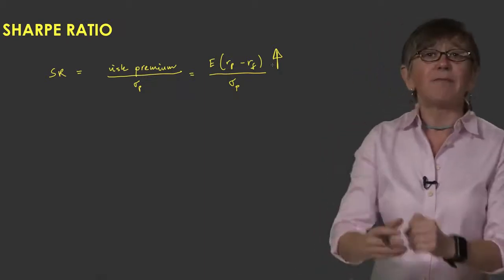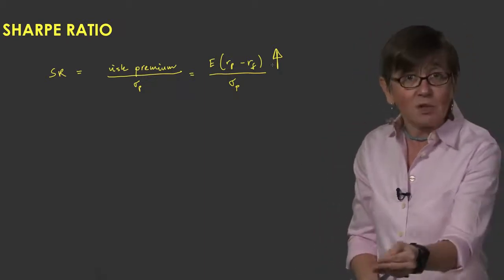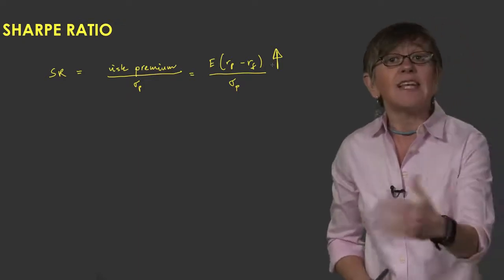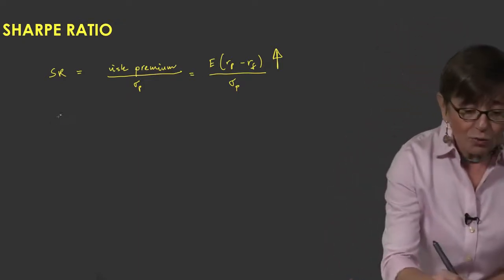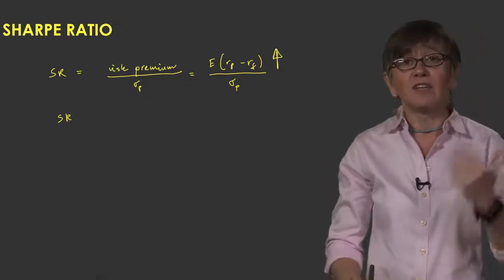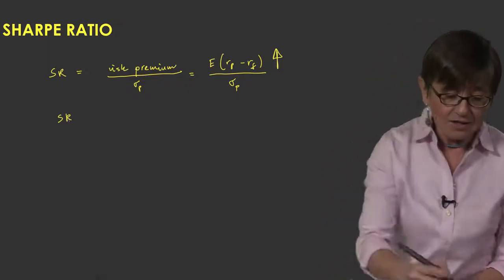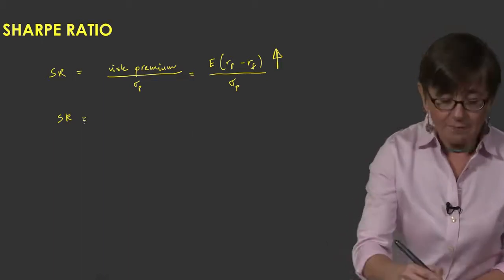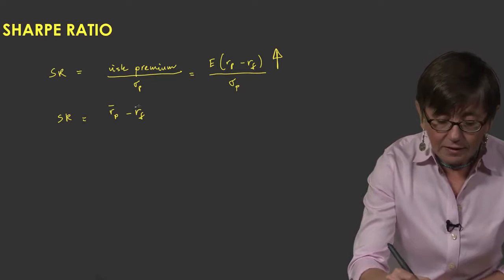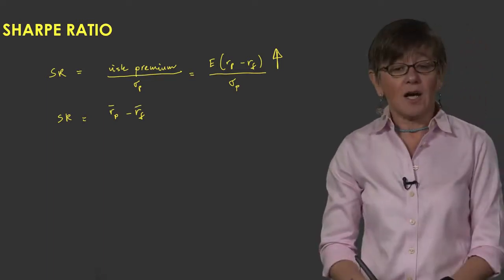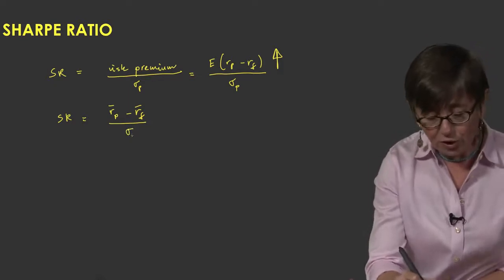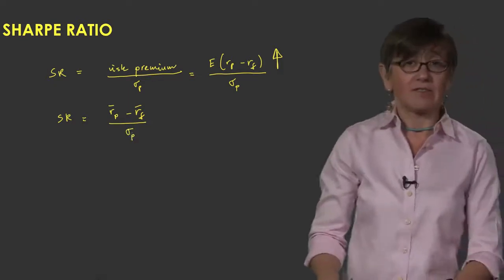Now, if we replace the ex ante expected value of the excess return with estimated values, right, we basically get the ex post or the historical measure of the risk-adjusted return. And this gives us, right, basically, the excess return on the portfolio divided by the portfolio excess return volatility.